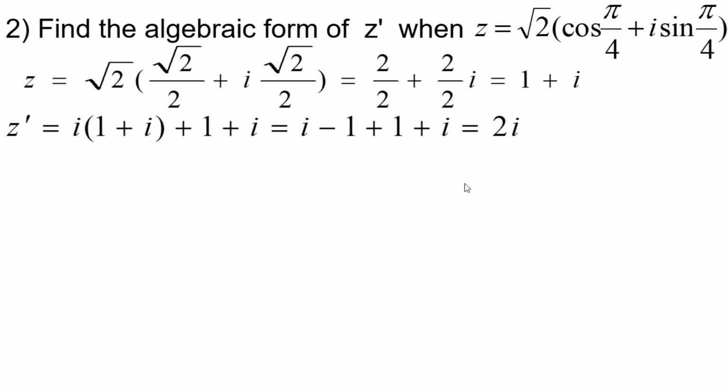Z prime equals 2I. And we can write Z prime in trigonometric form directly. 2I is equal to 2 into cosine pi by 2 plus I sine pi by 2.